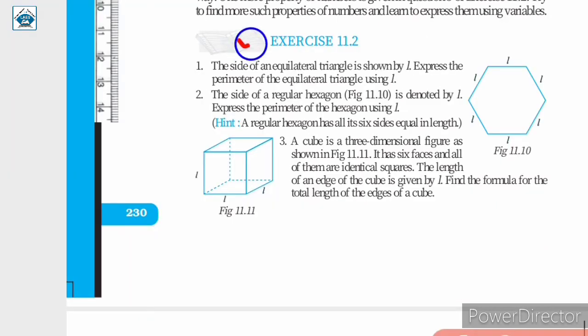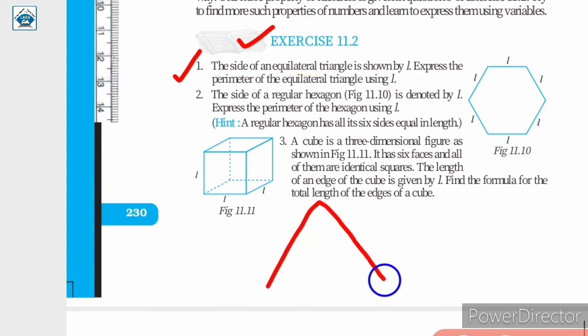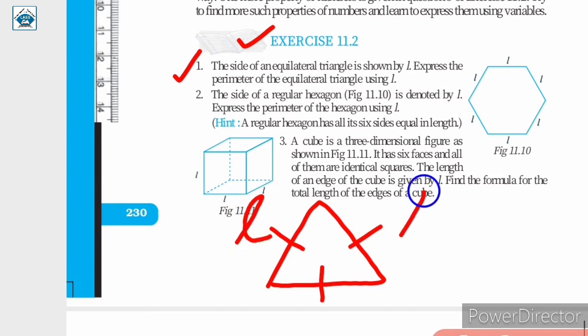Let us now begin exercise 11.2, question number 1. The side of an equilateral triangle is shown by L. Express the perimeter of the equilateral triangle using L. So in this question, we are given one side of an equilateral triangle which is shown by L. यानी कि अगर हमारे पास एक equilateral triangle है, what is the meaning of equilateral triangle? A triangle in which all the three sides have same length. So here, if one side is equal to L, then the remaining two sides will also be equal to L.